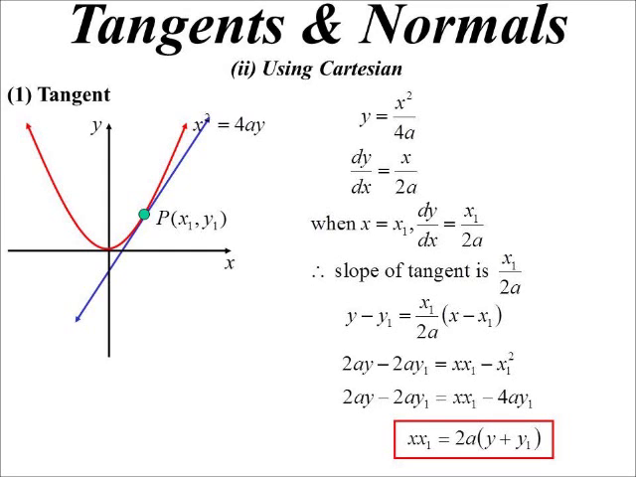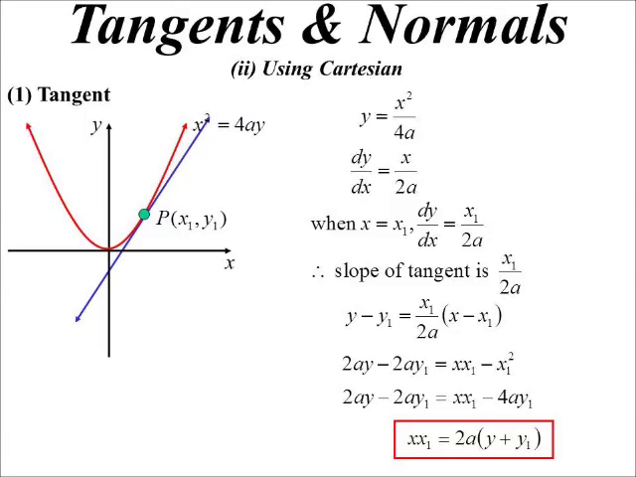And you'll notice I've written it in a very strange way. Instead of writing it as something x plus something y, look at how I've written it. x1 is equal to 2a y plus y1. I've written it that way very deliberately. Have a look at the equation of the parabola. x squared equals 4ay. Now have a look at our answer.